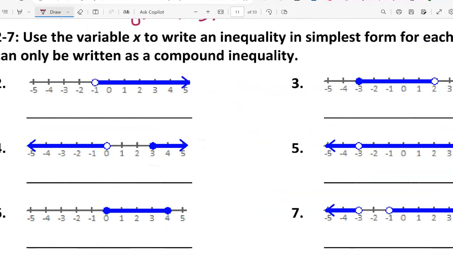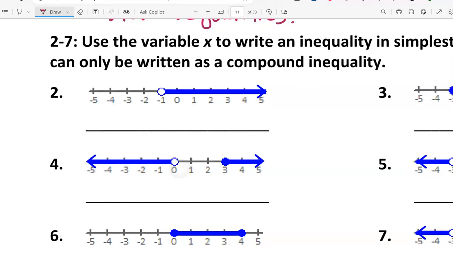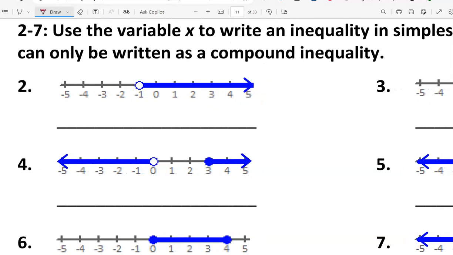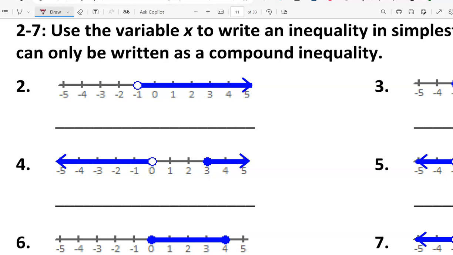All right, we're going to write what we see on each of these number lines. In number 2, we'll notice that all the shading is to the right of -1, which indicates values are shaded that are bigger than -1. So x is larger than -1.